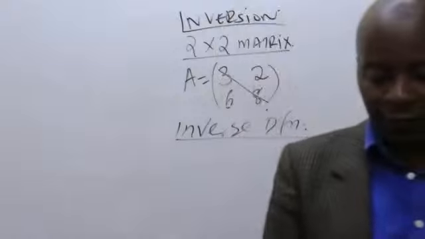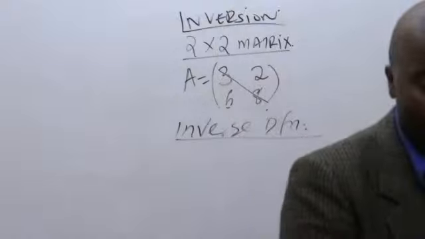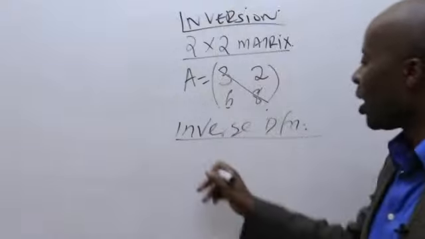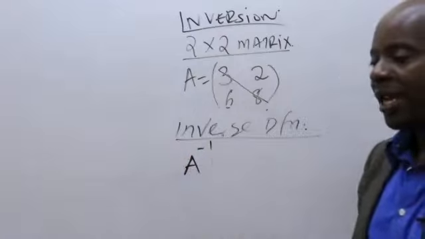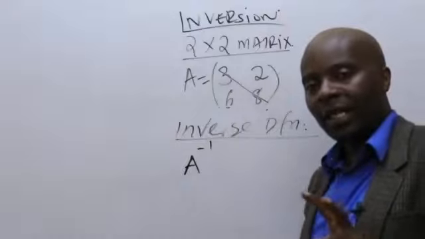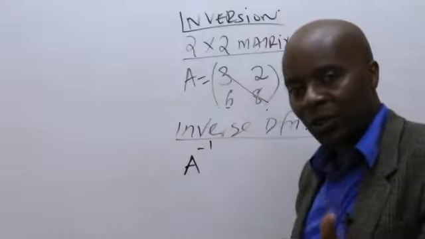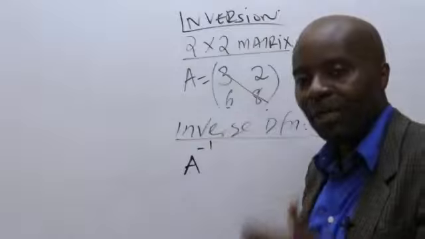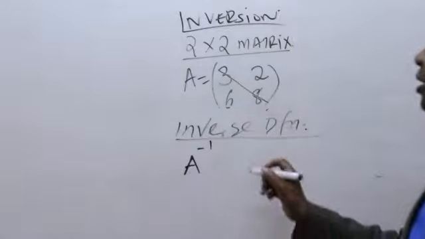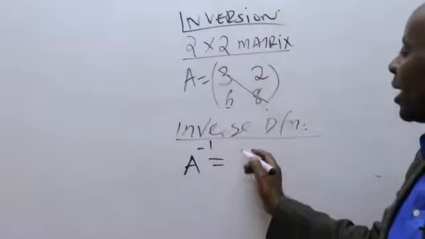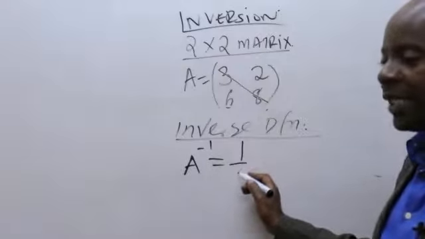The inverse definition, what do we have over here? Inverse definition, we normally write it like this, a raised to minus 1. Whenever you see a letter a raised to minus 1, that's the inverse of a, or b raised to minus 1, that will be the inverse of b. So ladies and gentlemen, the inverse of a here will be equal to what? It will be equal to 1 over the determinant.